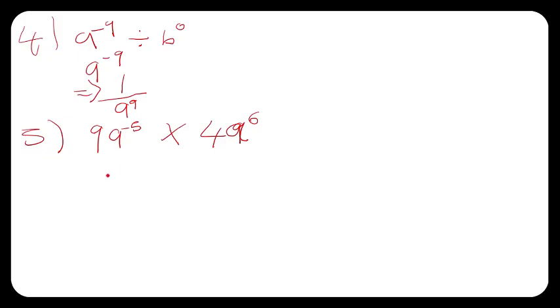So what are we going to do here? The first thing is what? 9 times 4. 9 times 4 will give us what? 36. So a raised to the power minus 5, in this addition rule, gives us a raised to the power minus 5 plus 6. So this is going to give us 36 a raised to the power what? Minus 5 plus 6 is the same thing as 6 minus 5. That's a raised to the power 1.